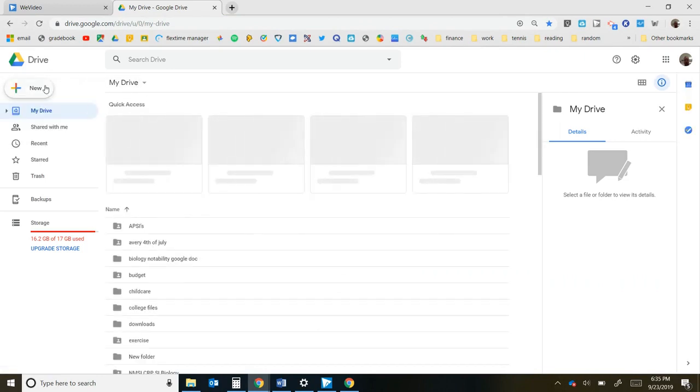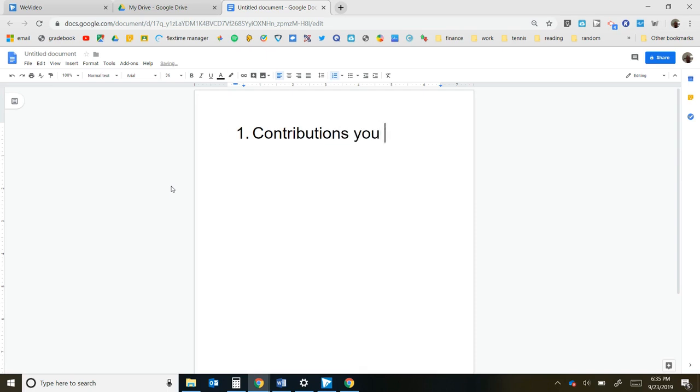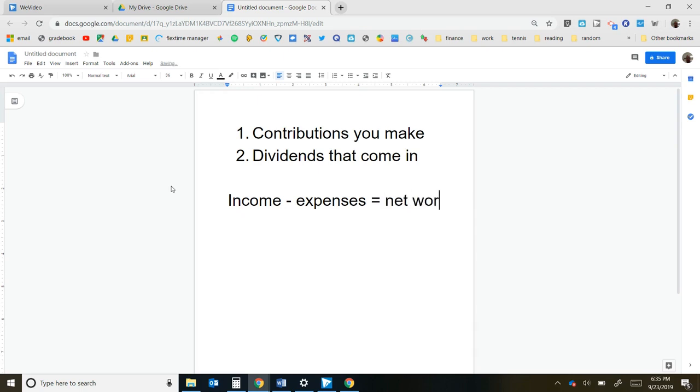So I'm just going to make a quick Google Doc here. When you're looking at things that you can control, that's pretty much the only things that you can do with your investments. One is the contributions you make, and two is the dividends that come in, right? Now, the contributions you make, one of the keys to wealth is you take your income that's coming in, whether it's a paycheck, job you have, dividend income, any type of money coming in, and you're going to subtract your expenses, and that will equal how to get rich or your net worth over time, right?